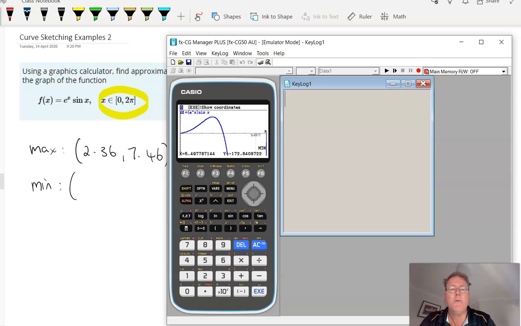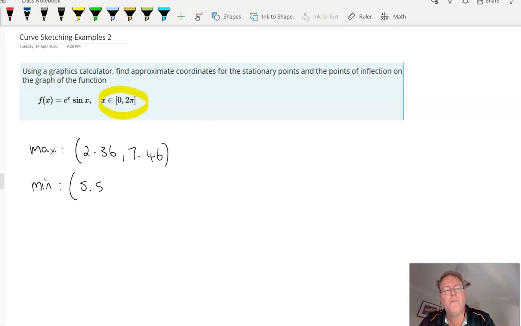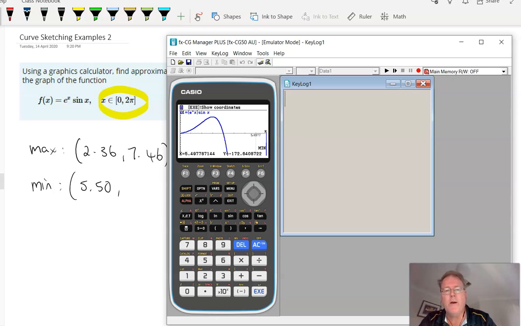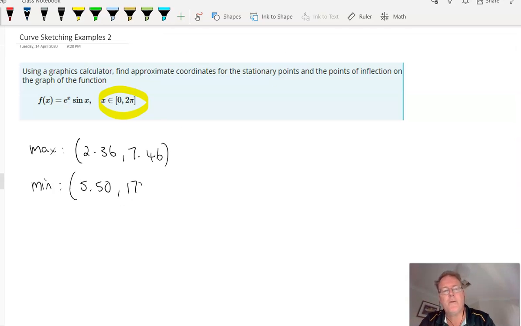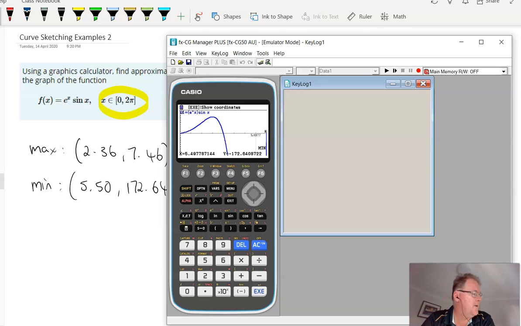So it's at 5.49, so 5.50. And our Y value is 172.64. Okay, stationary points and the point of inflection. So here's what we need to be able to do.